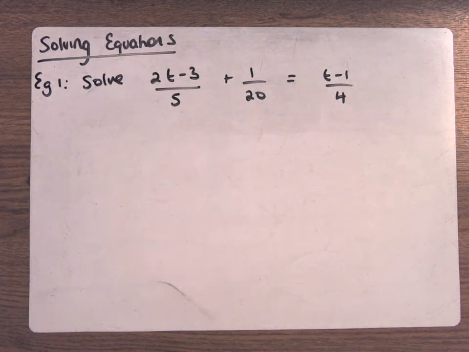Okay, so there's a few ways you can do this. Can anyone think of any way? You could get a common denominator on the left, absolutely, and then cross multiply. Okay, that's the way we had been doing it.